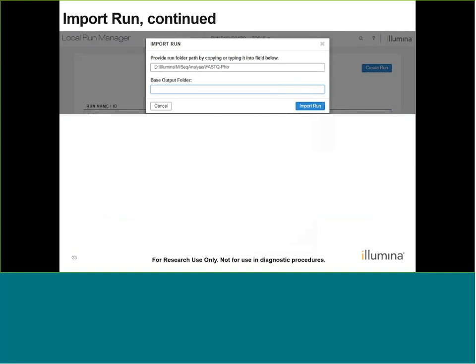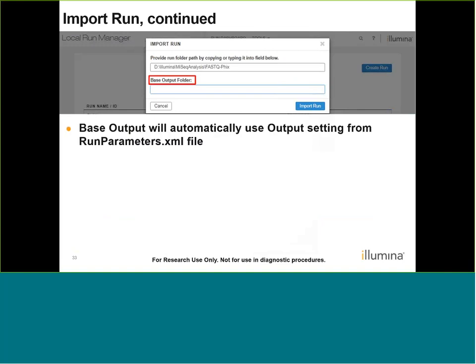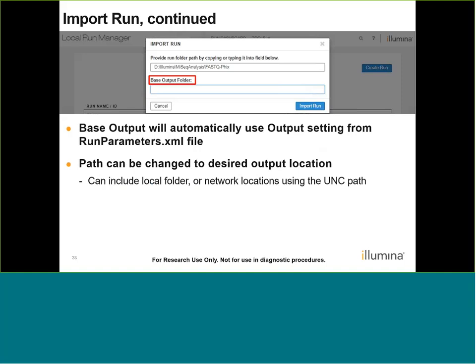Once you do that, the menu will change slightly and ask you to specify your base output folder. This is where your run data will be output to. You'll see a value that's automatically filled in from the run parameters file from your particular run, but note that this may be a path that's not accessible to you from your current location. So it may be another drive from your instrument, it may be a network location, so you may need to change the folder here to be something local to your particular PC. That path can be changed, it just needs to be a valid path.